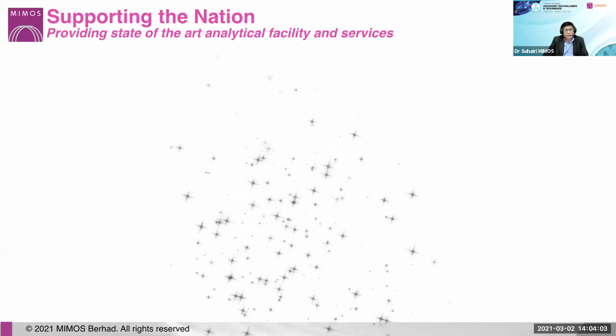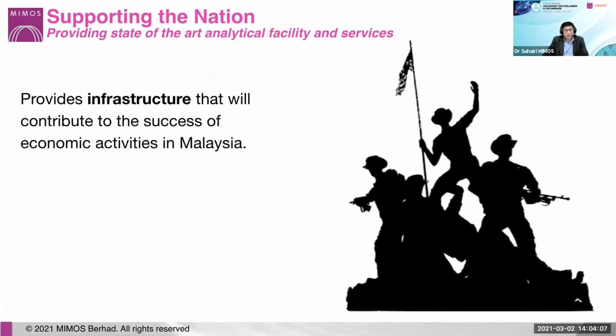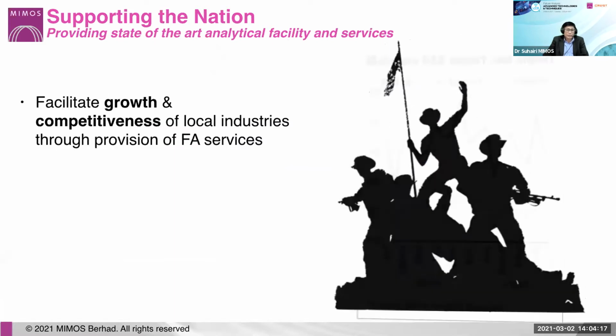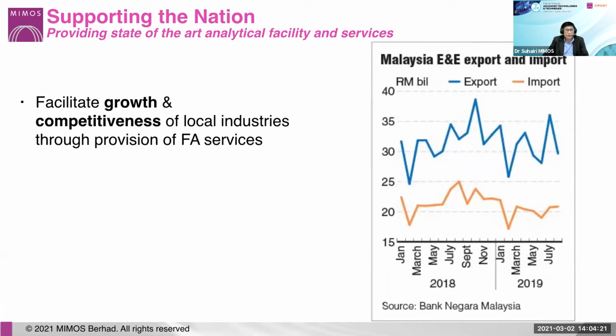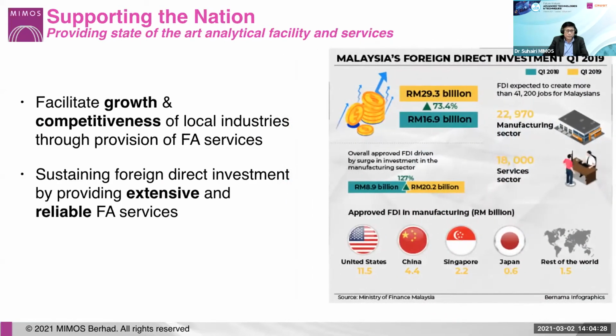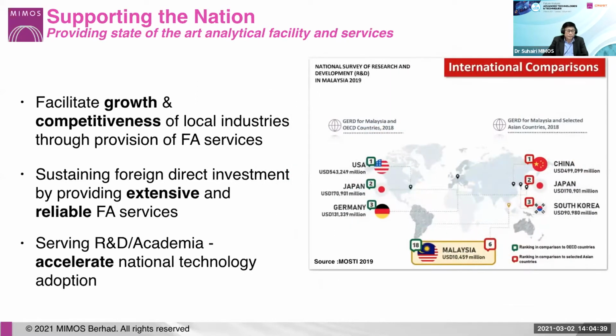I will begin the session with a walkthrough and overview of MIMOS failure analysis capabilities and facilities. Allow me to start by emphasizing our role as a government agency that supports national interest in providing infrastructure that contributes to the success of economic activities in Malaysia, which we hope would facilitate the growth and competitiveness of our local industries, be it locally or internationally. We also hope to be able to contribute in sustaining foreign investment in Malaysia with our extensive and reliable failure analysis services. And finally, as a national research institution ourselves, we also play the role to facilitate and help the adoption of technology by providing analytical services to our R&D communities in research institutions and also academia.